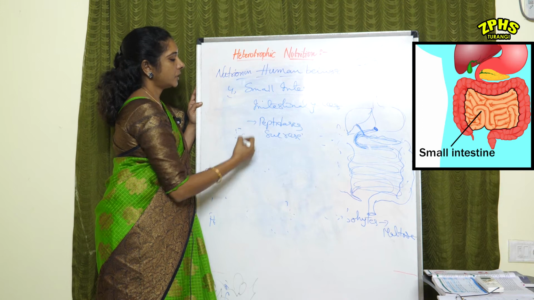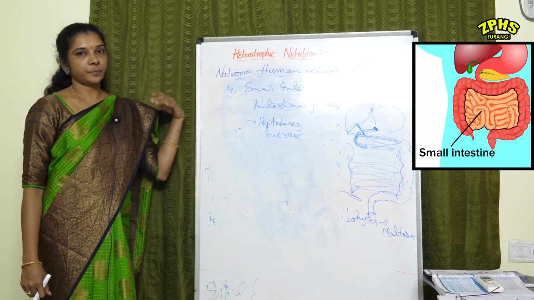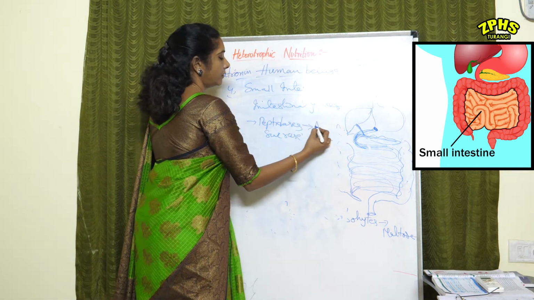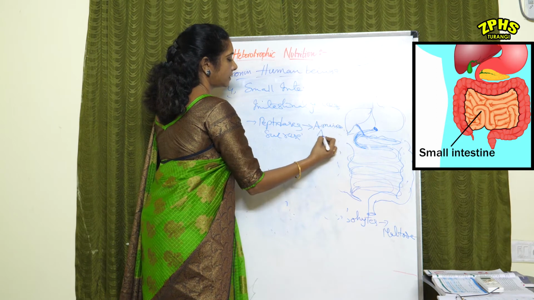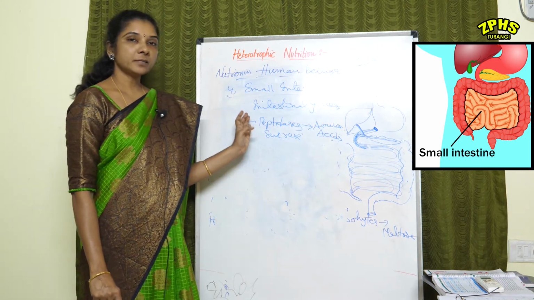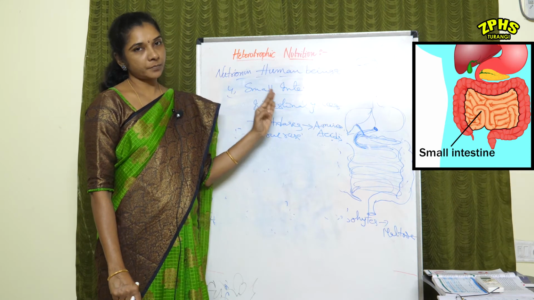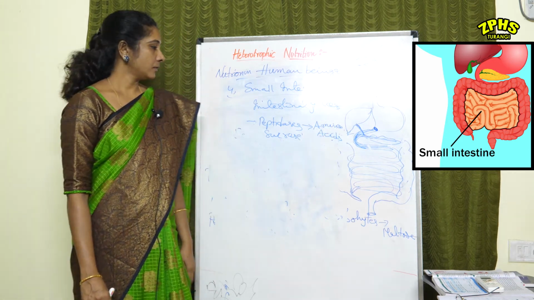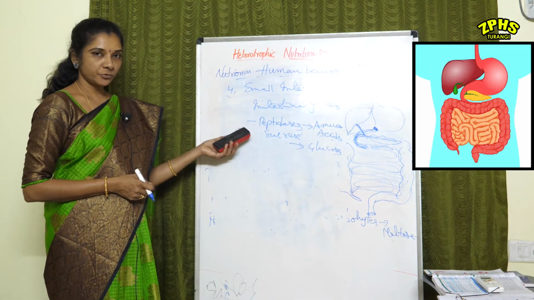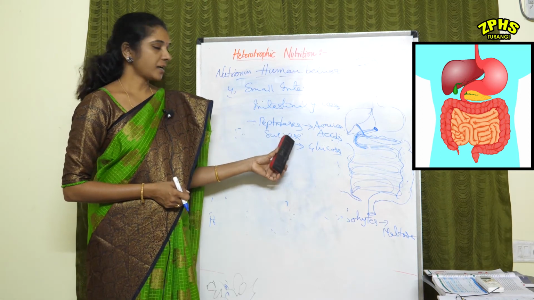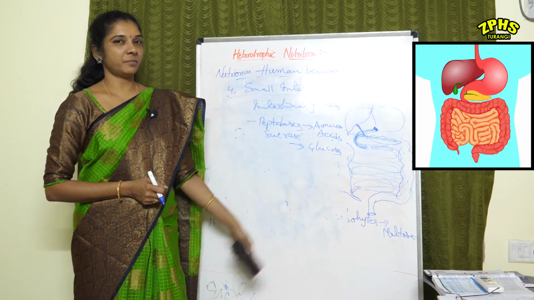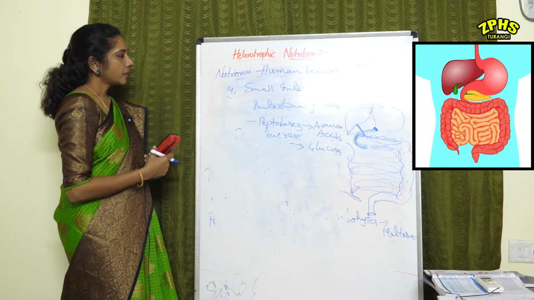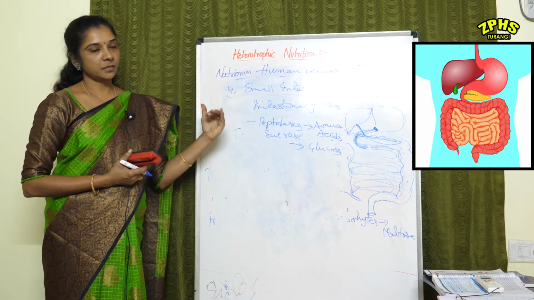Peptidases work on peptones and convert the proteins into amino acids. The final product formed here is amino acids. So complete digestion takes place in this small intestine. The second one is sucrase, which works on sucrose and converts it into glucose, which is the simple form of the carbohydrate, and it is absorbed into the blood. That's how digestion takes place.